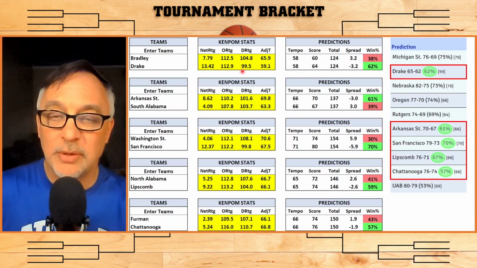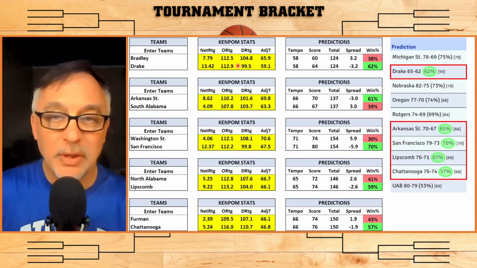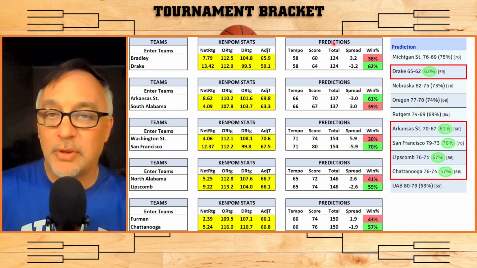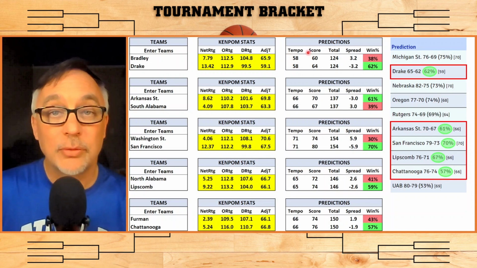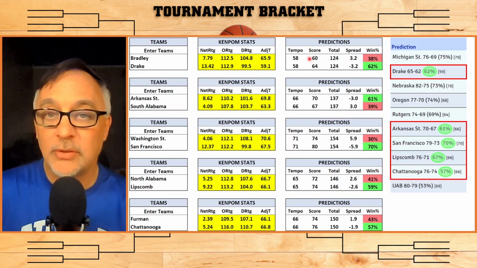You can just simply put these numbers in. Everything here in yellow is an input to the model. Over here, the predictions are the tempo. That's a very important stat that tells us how many possessions we expect each team to have. The actual score outcome, so Drake 64-60 over Bradley.